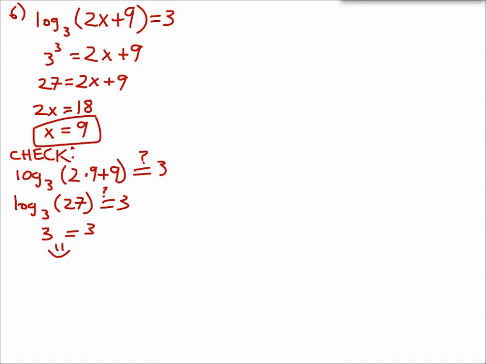Now, first of all, it comes in logarithm form, but the x is inside the logarithm. That means the logarithm is your problem. Trade it for the exponential version. Get rid of the logarithm by trading for the exponential version. Boom. 3 to the third equals 2x plus 9. 3 to the third is really 27. Subtract the 9, divide by 2, x equals 9.